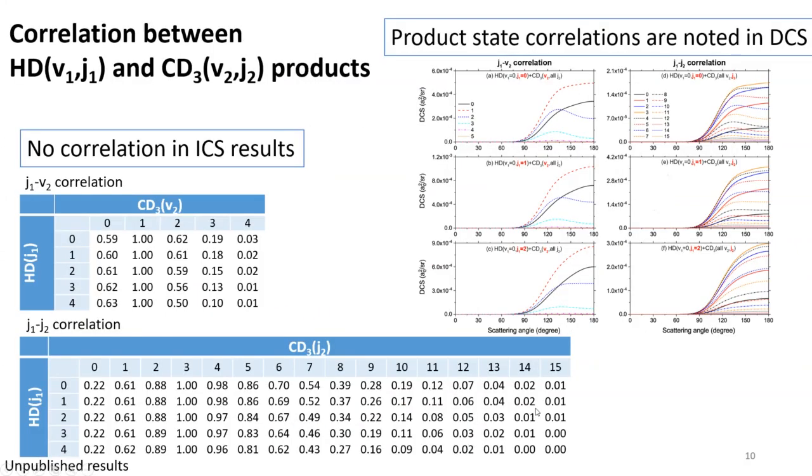With all the state-specific information, the correlation between the HD and the CD3 product states can be studied. That is the j1-v2 correlation, the j1-j2 correlation. Interestingly, product state correlation is only visible in the angular distribution of the differential cross-section. Such correlation entails intricate interaction of the two products during their separation. And the minor correlation here is rationalized by the large kinetic energy release in the reaction.